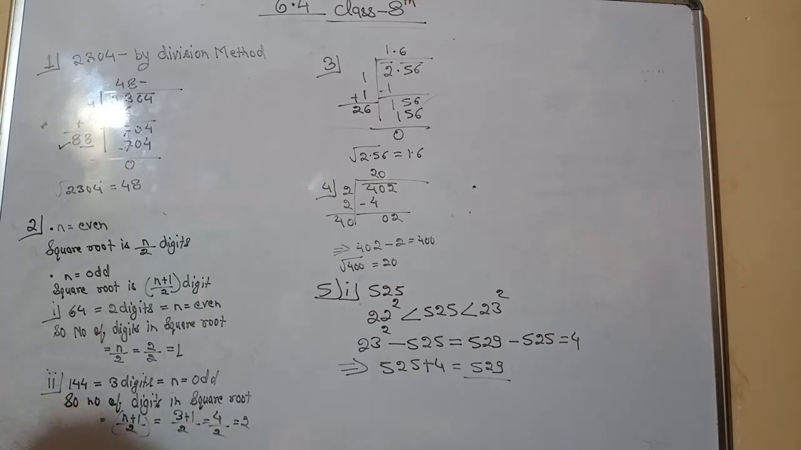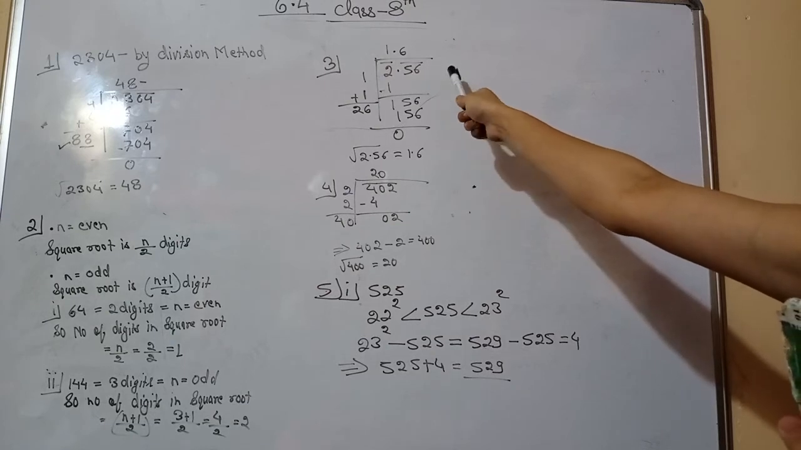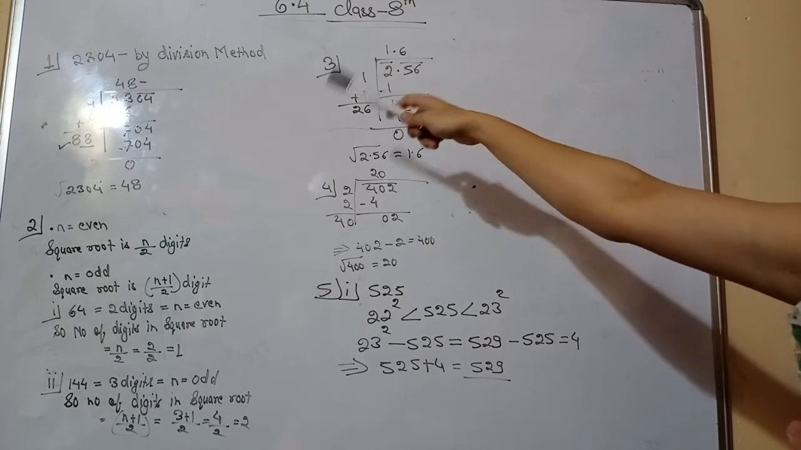Now let us move towards question number 3. In question number 3, what we have to do? Find the square root of the decimal by the long division method. Here again we have to follow the same procedure. See what is given. First make pairs of two digits. So 2.56: 56 is the first pair of digits and the remaining one is the second pair.